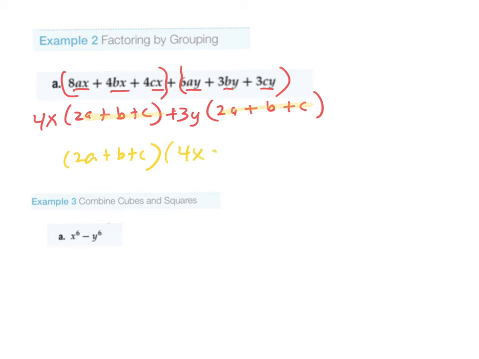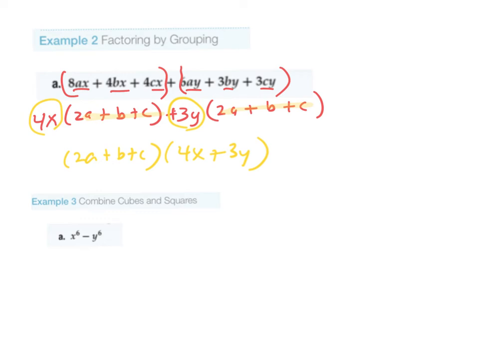So 4x plus 3y. So we group it, and then we take the greatest common factor, and whatever's in the parentheses is a factor, and what's outside the parentheses is your other factor put together. And there's your answer for the first one.